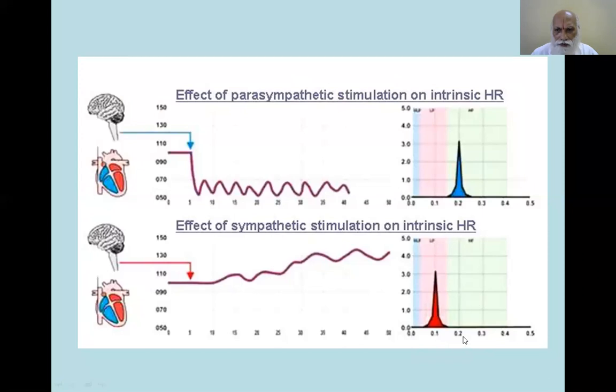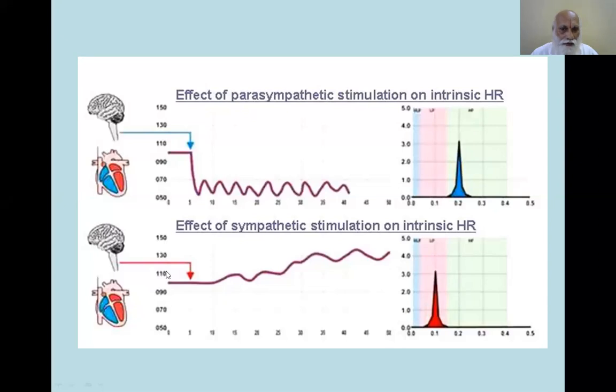Now, if you look at these numbers, you will also understand. As you go up, frequency is more. Here it is less. Frequency is faster here. These are the hertz, so the frequency is slow here. Frequency is more here. Then you can see parasympathetic stimulation increases the high frequency part of the spectrum. You can see how the peak has emerged, and hardly there is a change here.